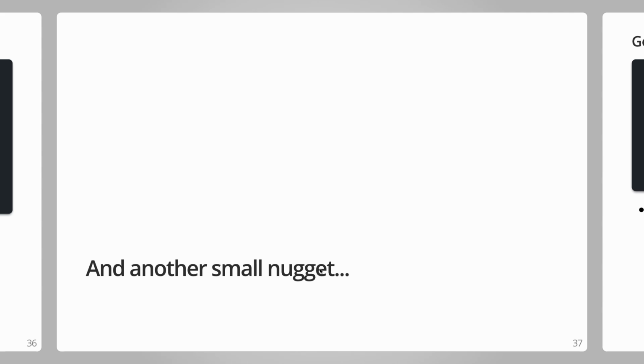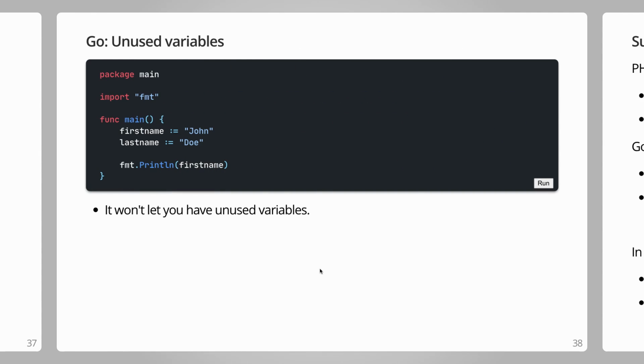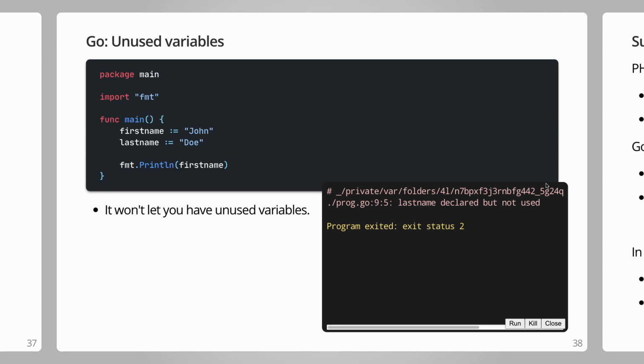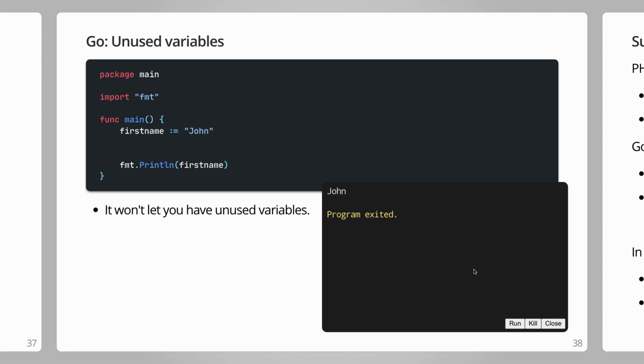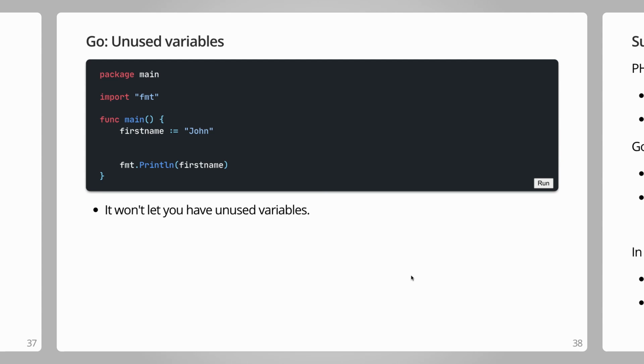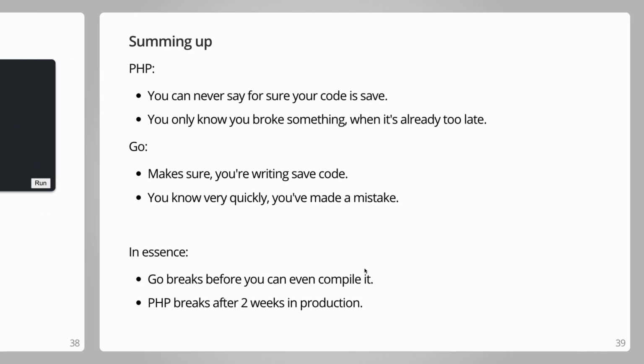And another small nugget, Go is very picky and will not let you have unused variables. So if we run this code, for example, we get the error that last name is declared but not used. And if we remove it and run it again, everything works fine now. So essentially it makes sure that you never forget to use a variable, say like in a price calculation, or tells you that you're not needing it anymore.